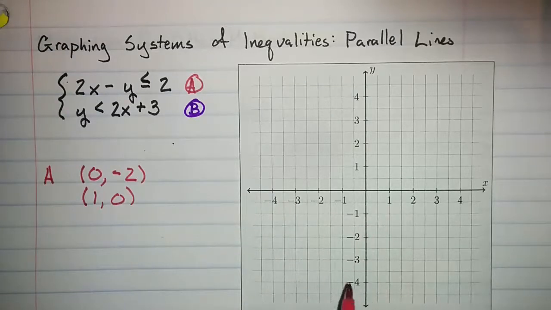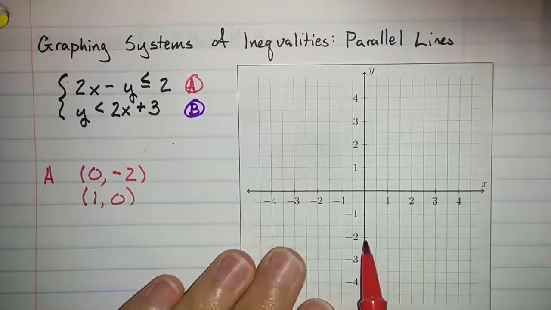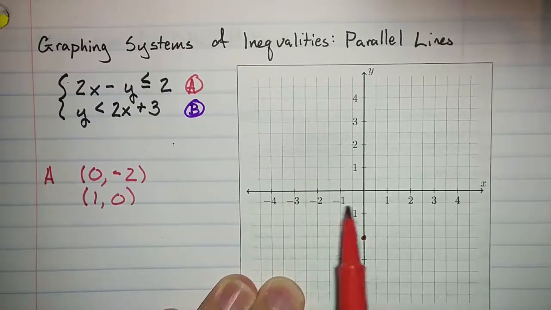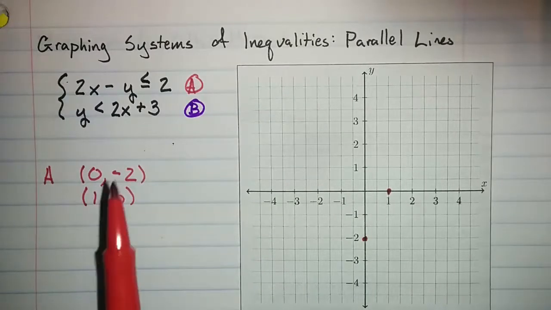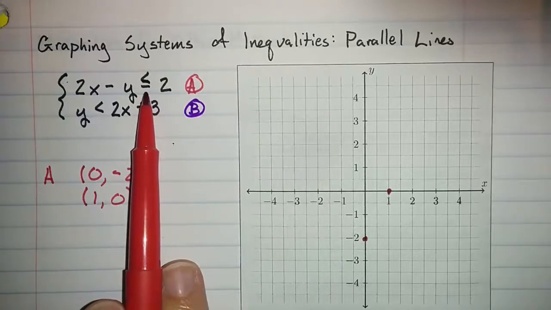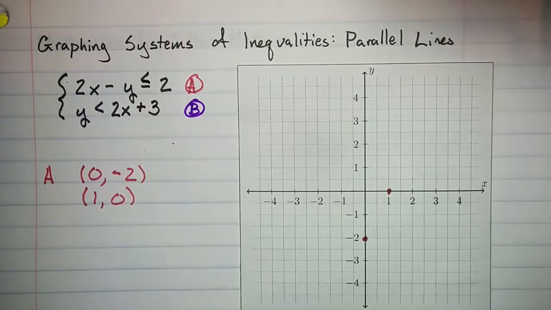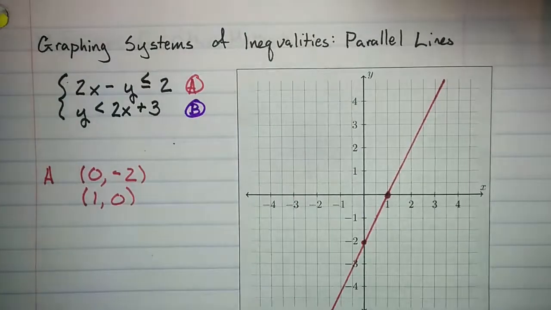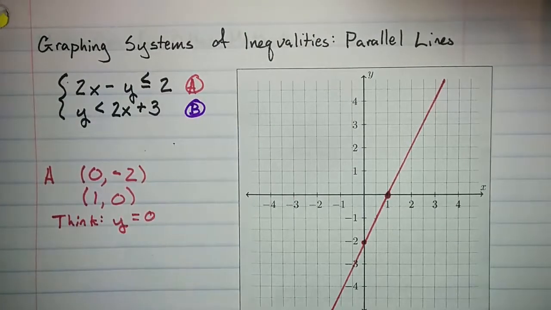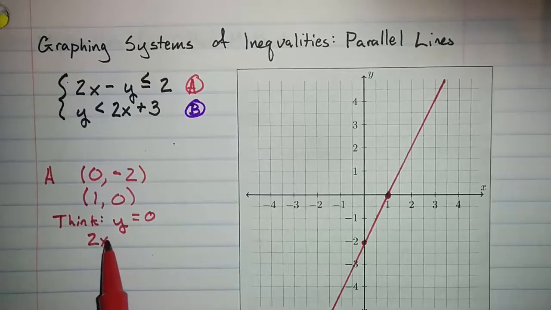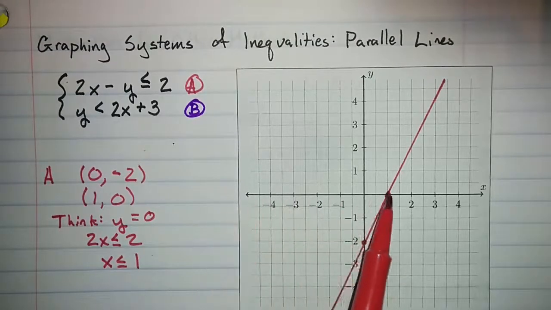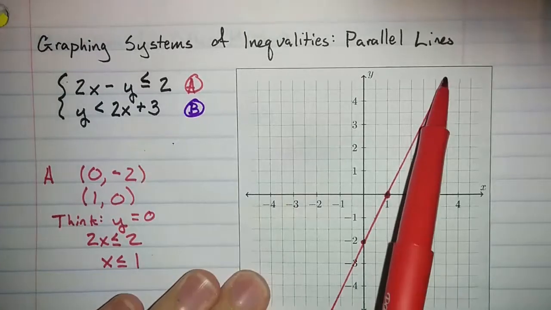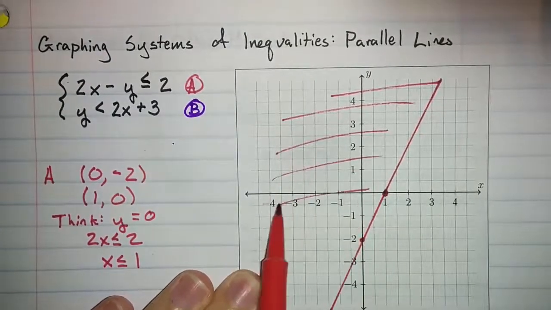So x equals 0, y equals -2, x equals 1, y equals 0. Do we want a solid or a dashed line? Right, we want a solid line. And then I'm going to think y equals 0. So I'll have 2x is less than or equal to 2, x is less than or equal to 1. I want to shade the region that contains this left part of the x-axis. So I want to shade over here.